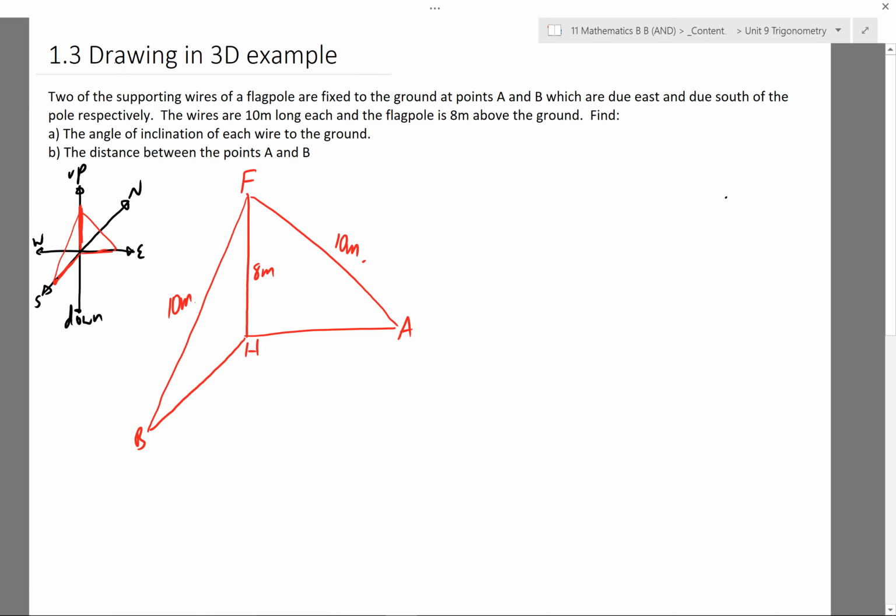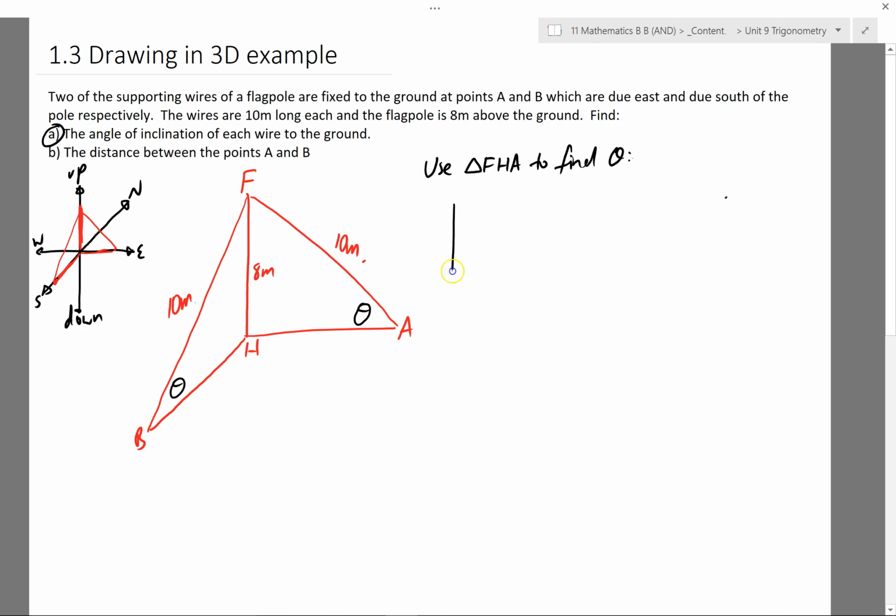So let's have a go at the problems. Part A, find the angle of inclination of each wire to the ground. So I'm looking for this angle or this angle. I know that they're the same because the supporting wires are the same. So I'm going to use the triangle FHA to find theta.